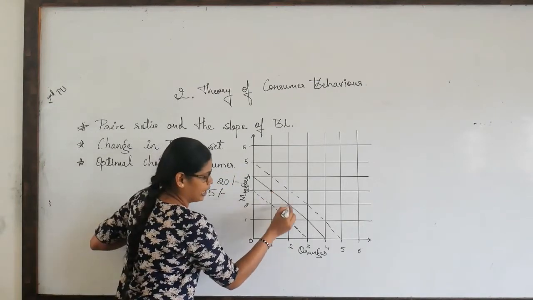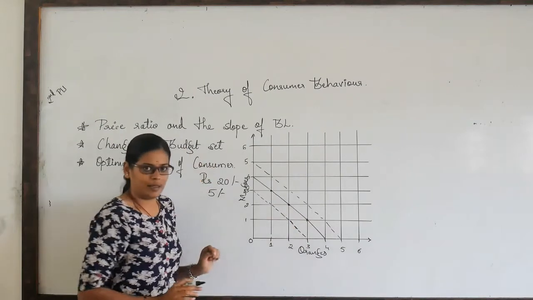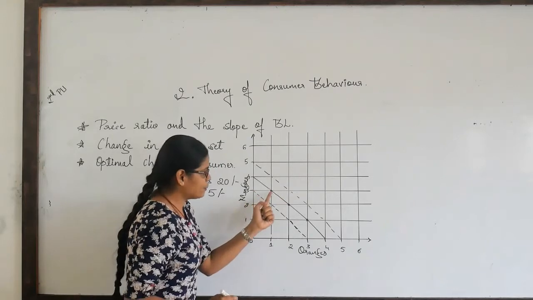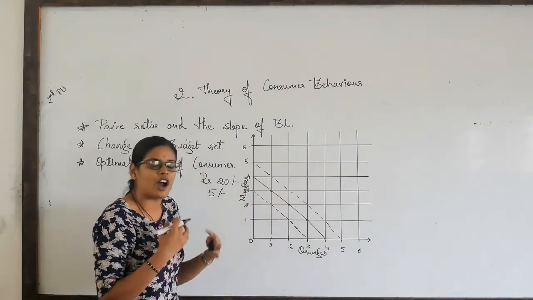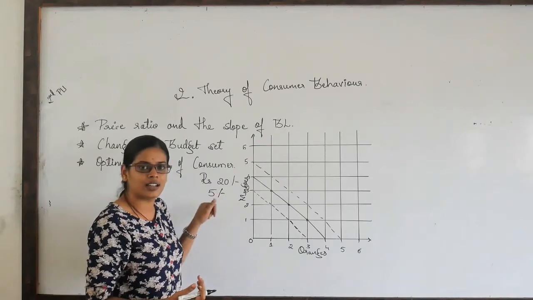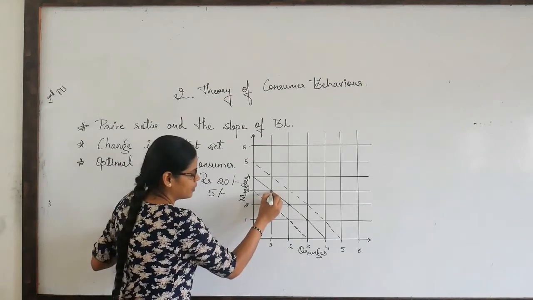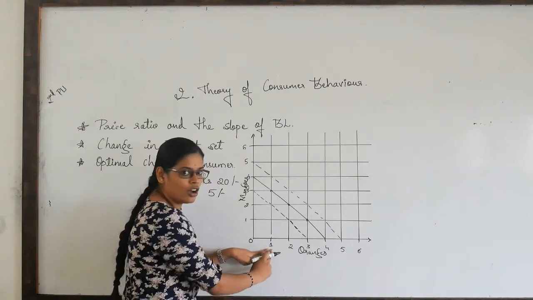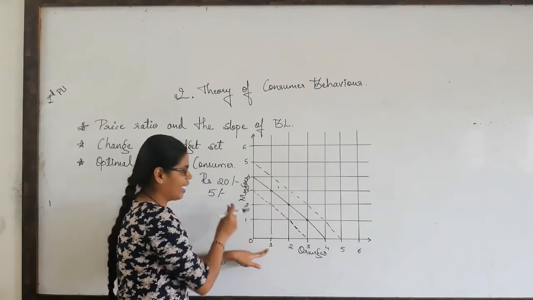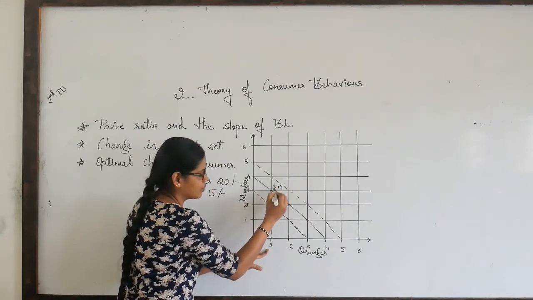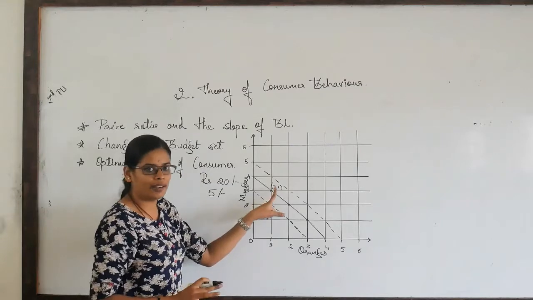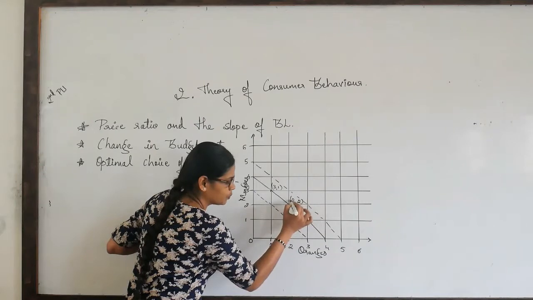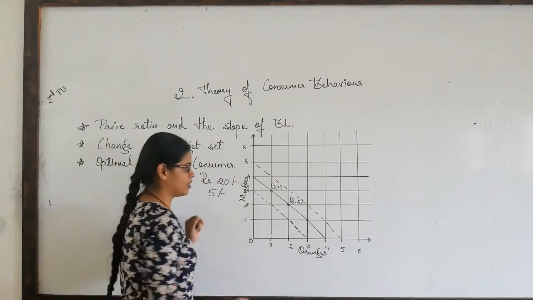When we are talking about any of the points on this budget line, for example this one, how many mangoes or oranges is the consumer consuming? Here we can see he is able to consume 1 orange, and how many mangoes? 3 mangoes. So this is his bundle. And this other point is 2 and 2, 2 mangoes and 2 oranges.